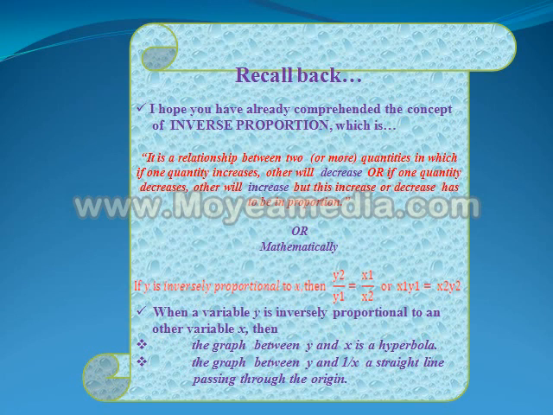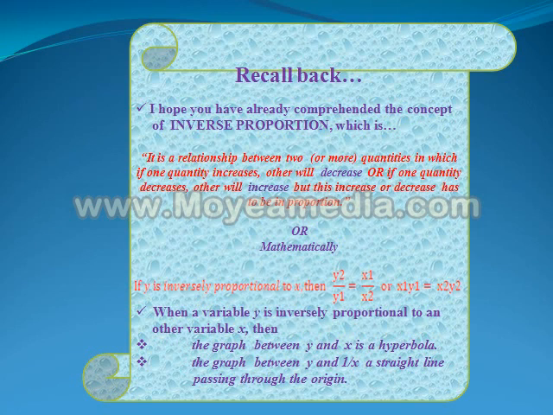Mathematically, it's y2 over y1 is equal to x1 over x2. But remember, it's not exactly the same as direct proportion. In direct proportion, y2 over y1 is going to be x2 over x1. Cross multiplying, you will get an equivalent relationship: x1 y1 is equal to x2 y2. I mean the product of the two values of one quantity is going to be equal to the product of the two values of the other quantity.